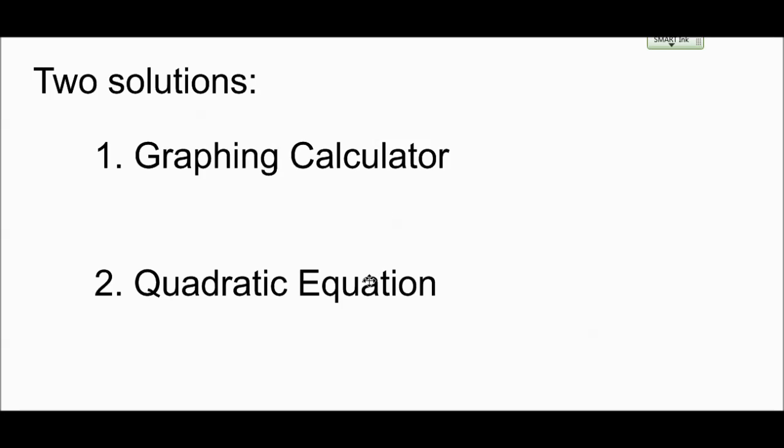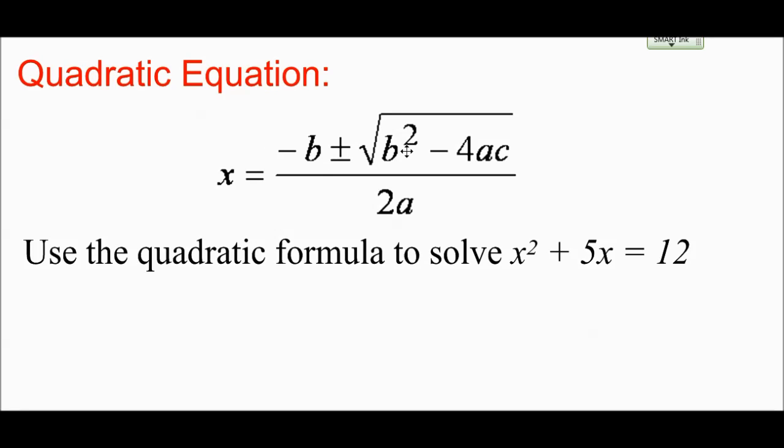But another way that will always work is the quadratic formula. So let me show you what that is. The quadratic formula is x equals negative b plus or minus the square root of b squared minus 4ac, over 2a. And you could be wondering, where's b, where's a, where's c all coming from?